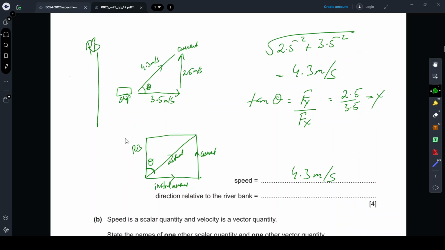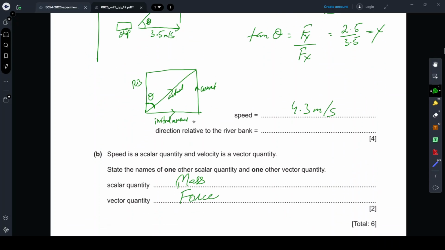In that case, we have 2.5 over here, and we have 3.5 over here. We just take those values. This was 2.5, this was 3.5. So it's going to be the same thing in a square. If I redraw this triangle over here, this is what it's going to look like.